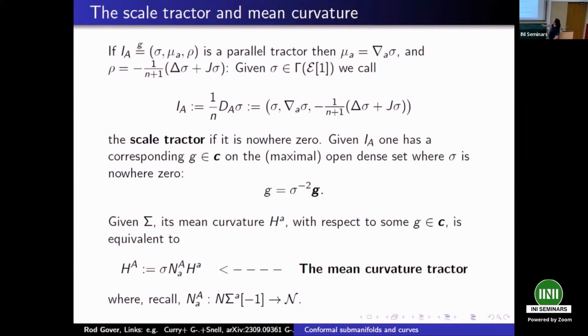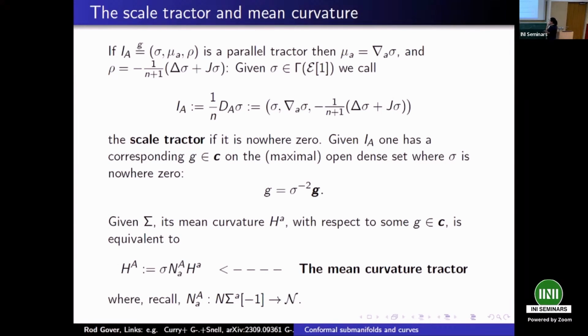And then given such a density, you can form this tractor by taking sigma, its derivative, and then this sort of Laplacian thing. So that gives the triple. This is what we call the scale tractor. And it's the object that's breaking the conformal invariance at a bundle level. I'll call this sort of thing a scale tractor, provided sigma's nowhere vanishing on an open dense set.